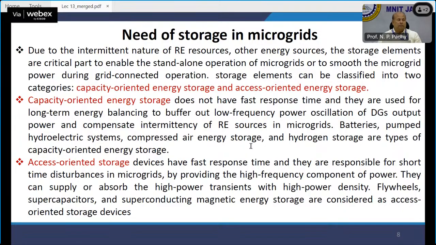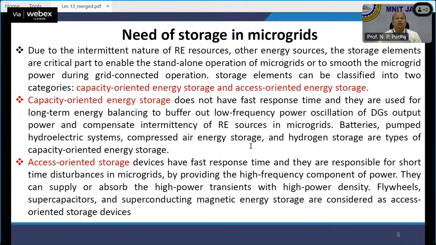So that means because of this intermittency, I cannot have a standalone system where loads are connected against an intermittent generation source. If I connect these two, they never match, okay? So that's why storage is important. And the storages are two different types based on their application usage. One is known as capacity-oriented energy storage. The other is actually excess-oriented energy storage.